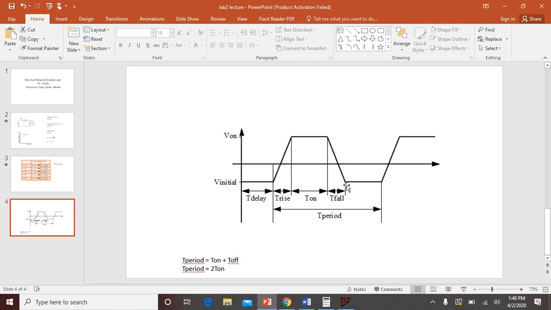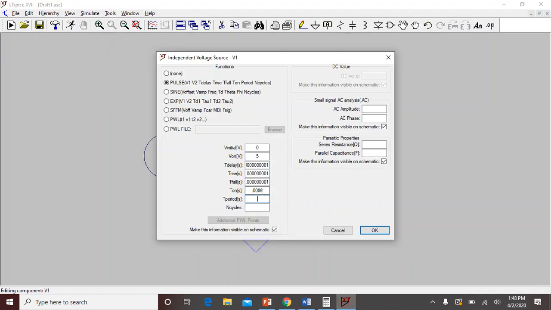Then again it is switching from this position to this position, so it will take t fall amount of time to switch. The t period is the whole waveform to complete one cycle. So t period is equal to t on plus t off. Since it's a square wave, t on is equal to t off, so t period will become twice of t on. So I will calculate what is twice of this.